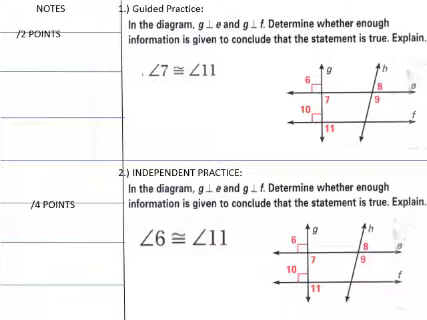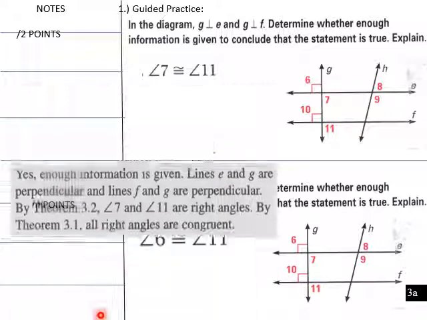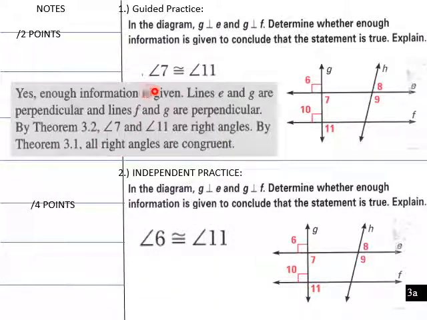Let's see. Okay, our solutions. Yes, enough information is given. By theorem 3.1, all right angles are congruent. Angles 7 and 11 are right angles.